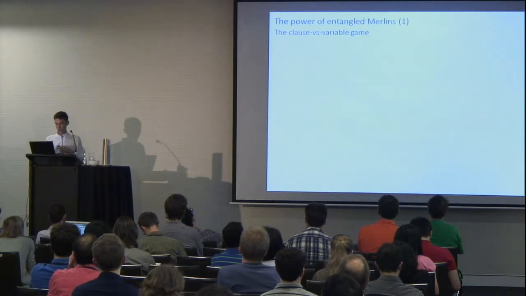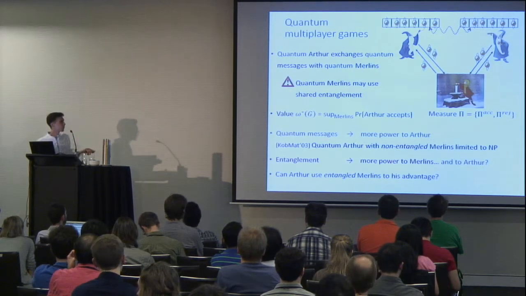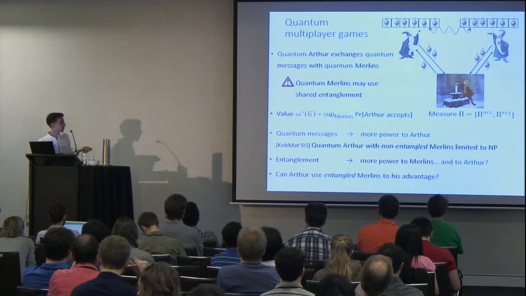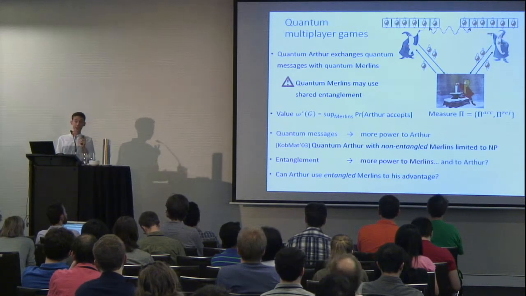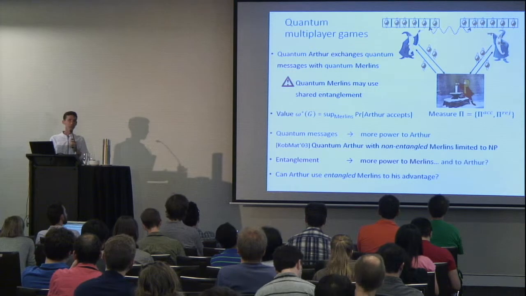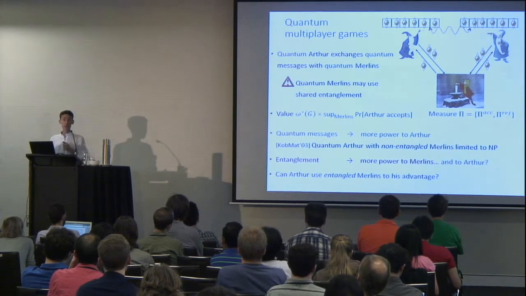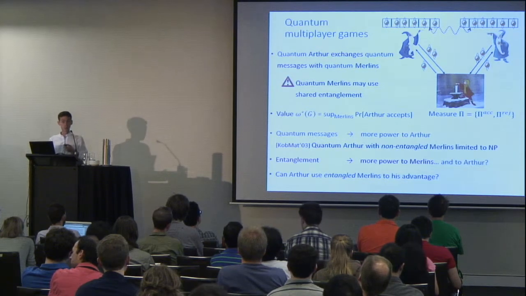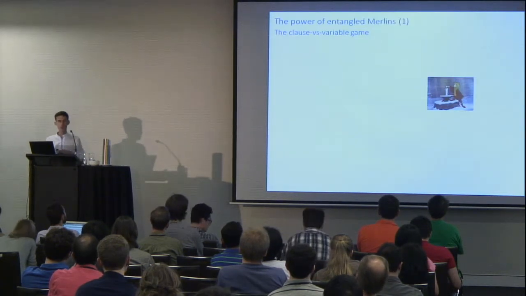All right, so let's think about this. Before going into there, I want to deal with the first problem, because the first problem is saying, can you even verify languages in NP? Is it not the case that now using their entanglement, the Merlins are going to break this clause versus variable game that I introduced before? So let's briefly look at this.